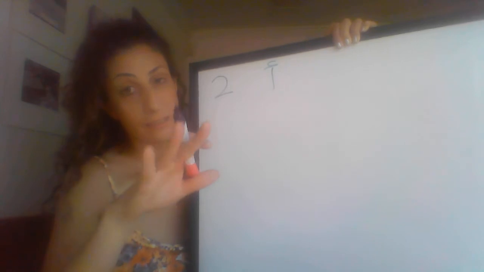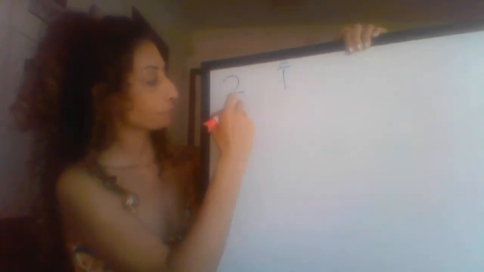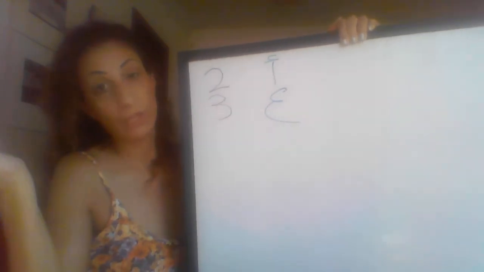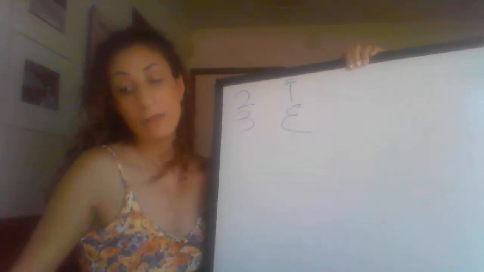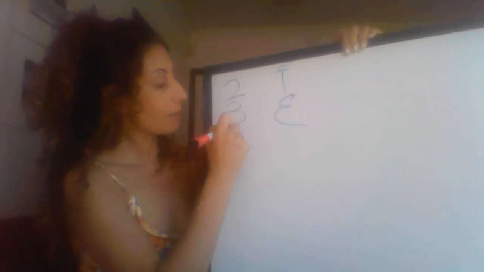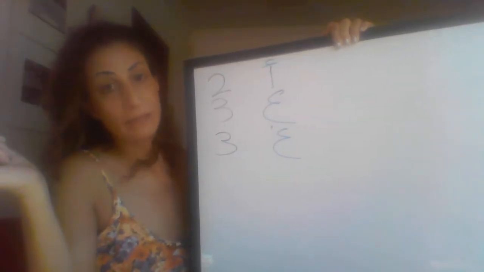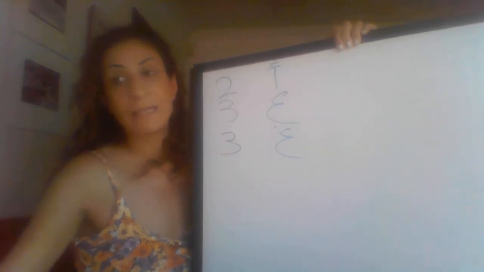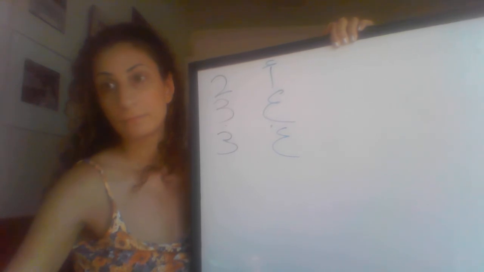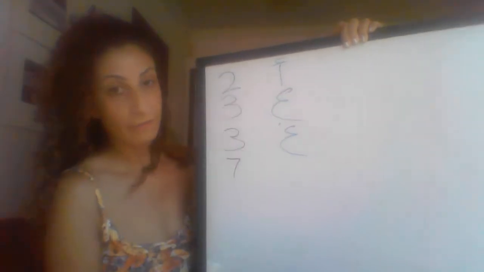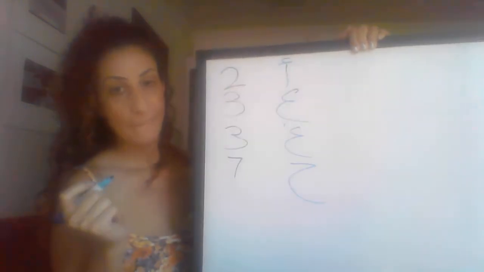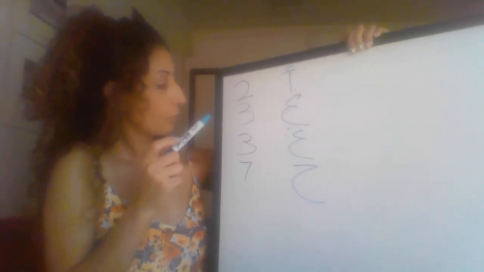Now the next one is very easy to remember as well, in my opinion, which is 3, which is Ain. They're very similar, right? So 3 is Ain. The next one is also easy, 3 with a dot, which is Ain with a dot, which is basically Ghain. So 3 is Ain, 3 with a dot is Ghain. Okay, now 7 is Ha.